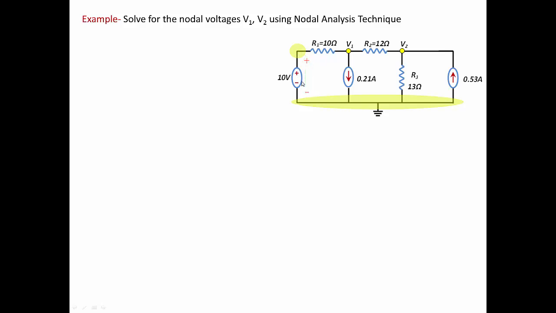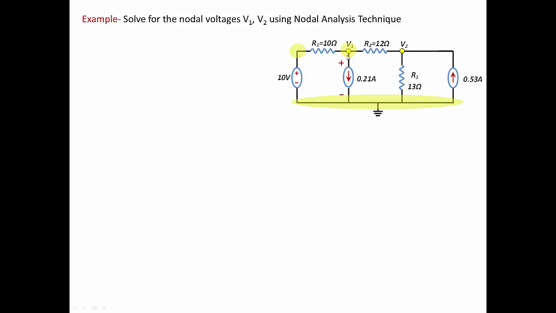So then we have another node which is at this point, where three elements are connected. The voltage at this node is not clear because we don't have a voltage source connected from this node to ground. Then we don't know what the voltage is. We need to solve for it, and we can do that using the nodal analysis techniques.